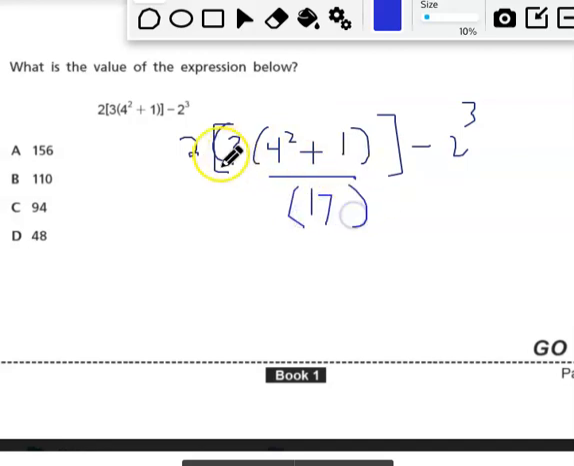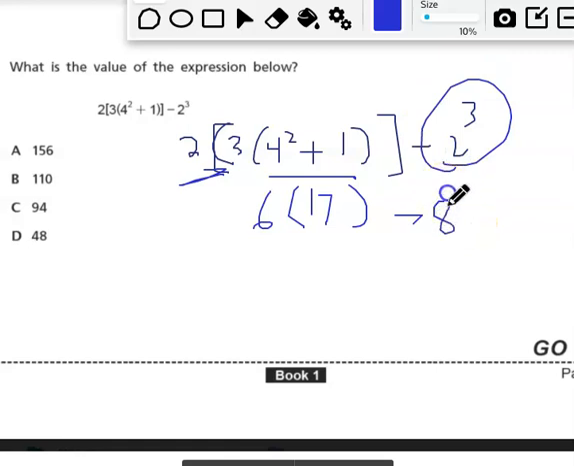And then we could just do 2 times 3, which is 6. How much is 2 to the power of 3? It gives you 8, right? 2 times 2 times 2. And how much is 6 times 17? You got 102. Minus 8. So 102 minus 8 gives you 94. So your answer for this problem is letter C.